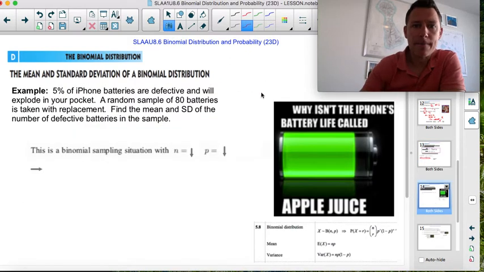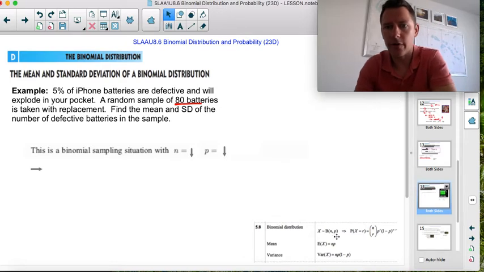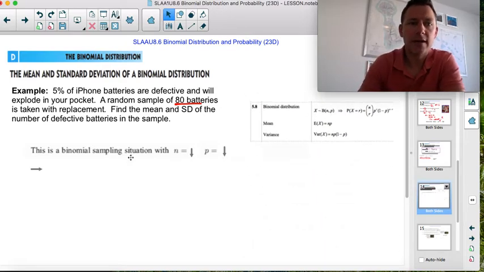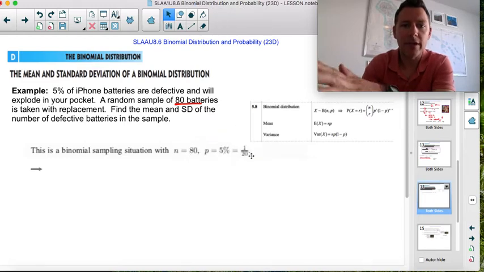Okay, here's a problem. 5% of iPhone batteries are defective and will explode in your pocket. A random sample of 80 batteries is taken with replacement. Find the mean and the standard deviation. Here are our equations that we can use. We know n is 80 and the probability is 5%, so 1 out of 20.